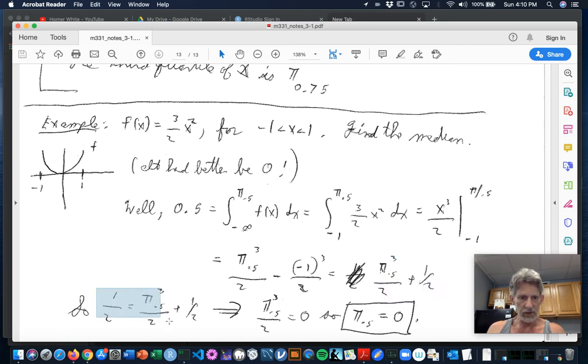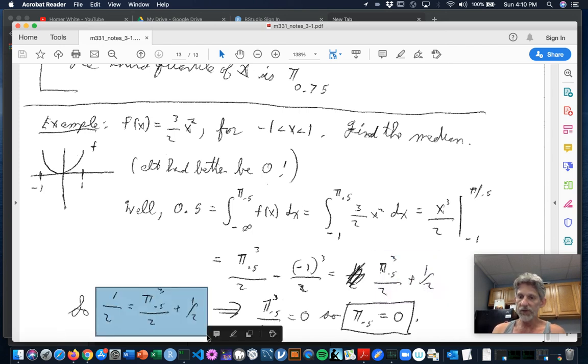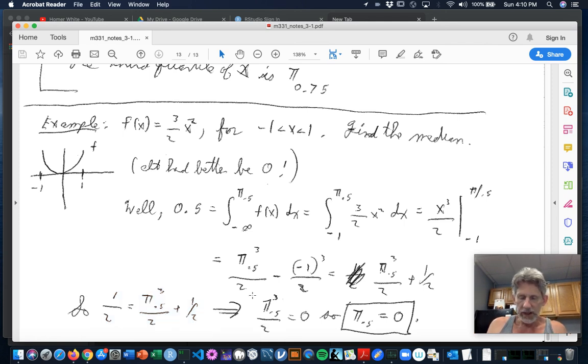So I set up this little equation that I can solve for the median. And so I do. And you take away half from both sides, and you see that pi 0.5 cubed over 2 would be 0. So pi 0.5 would have to be 0. The median is 0, like I promised.